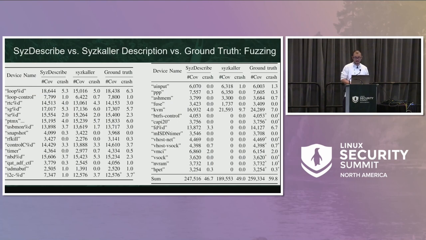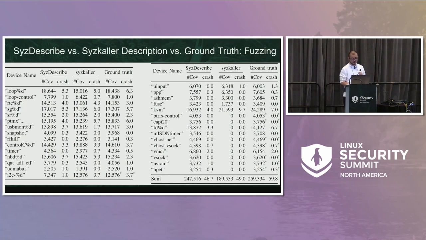And for the fuzzing results, SysDescribe still makes significant improvement in the coverage compared with the Syscaller descriptions. However, more code coverage does not directly mean finding more bugs. SysDescribe achieves fewer crashes than the Syscaller description because the manually created description can include things that are out of scope for the current SysDescribe. And overall, the ground truth results are better with respect to both coverage and the number of crashes compared with SysDescribe.